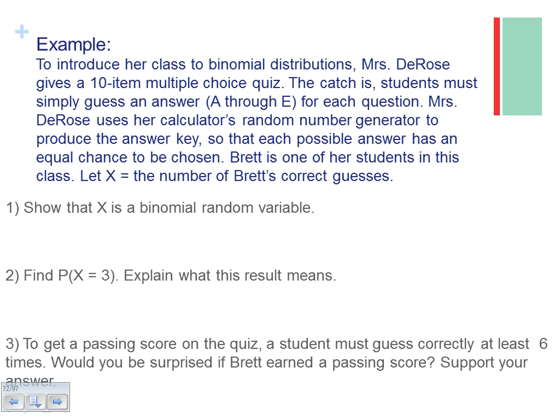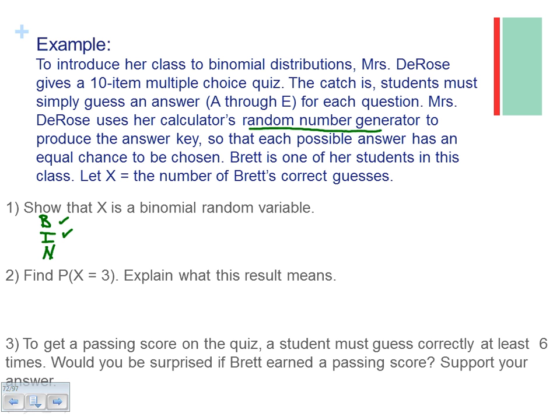All right, so Brett is one of our students in this class, and X is going to be the number of Brett's correct guesses. So now show that X is a binomial random variable. Before I even begin, I need to make sure I do that. So, is it binary? Yes, you either get it right or you get it wrong. Is this independent? Yes, since I did a random number generator, it will be independent.